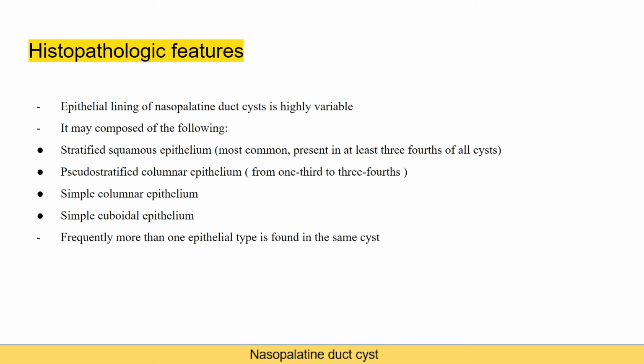Now let us discuss the histopathological features. The epithelial lining of nasopalatine duct cyst is highly variable. It may be composed of the following: stratified squamous epithelium, which is the most common epithelium that occurs in the lesion, present in at least 3/4 of all cysts. Next is pseudostratified columnar epithelium, which forms from 1/3 to 3/4 of the cysts. Simple columnar epithelium and simple cuboidal epithelium are the least commonly seen in the histopathology of nasopalatine duct cysts. Frequently, more than one epithelial type is found in the same cyst.